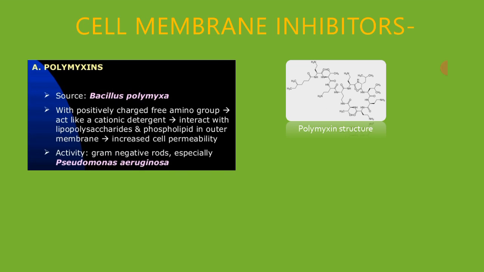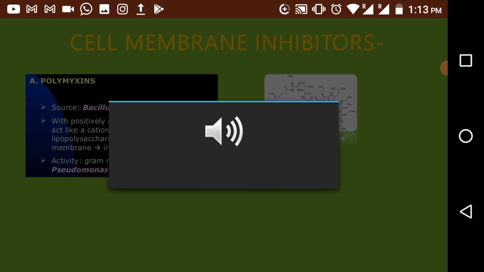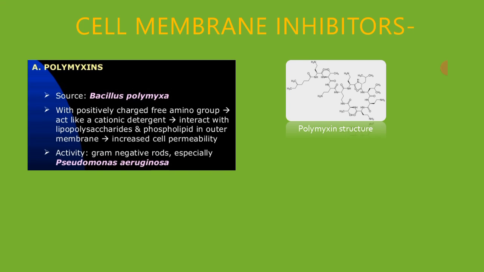Now the positively charged ring or the amino group will act like a cationic detergent. Cationic means positively charged, right? So they will act as a cationically charged detergent. They will interact with the LPS and the phospholipids in the outer membrane, that is the lipopolysaccharide and the phospholipid, which are the essential parts of the cell membrane.